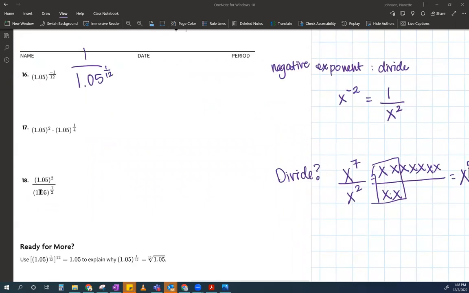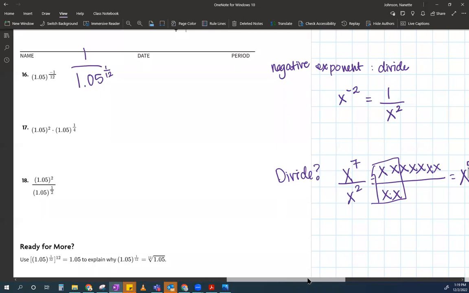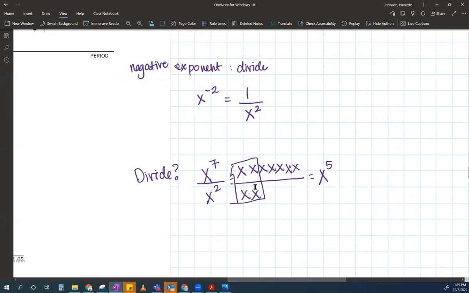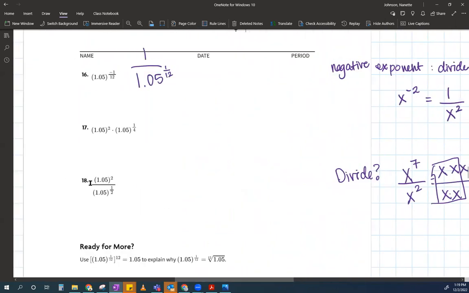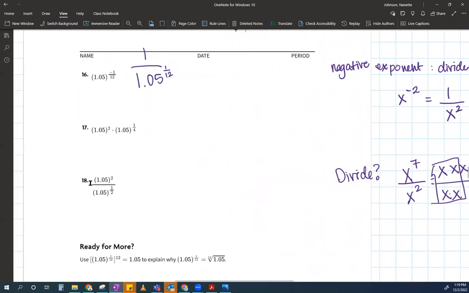Okay, last one here. So 1.05 squared divided by 1.05 to the 1/2. Here, you guys told me, oh, all you have to do is subtract, right? 7 minus 2 is 5. All I had to do was subtract. Okay, so can I subtract these? So I go like this, 1.05 to the 2 minus 1/2. What's 2 minus 1/2?